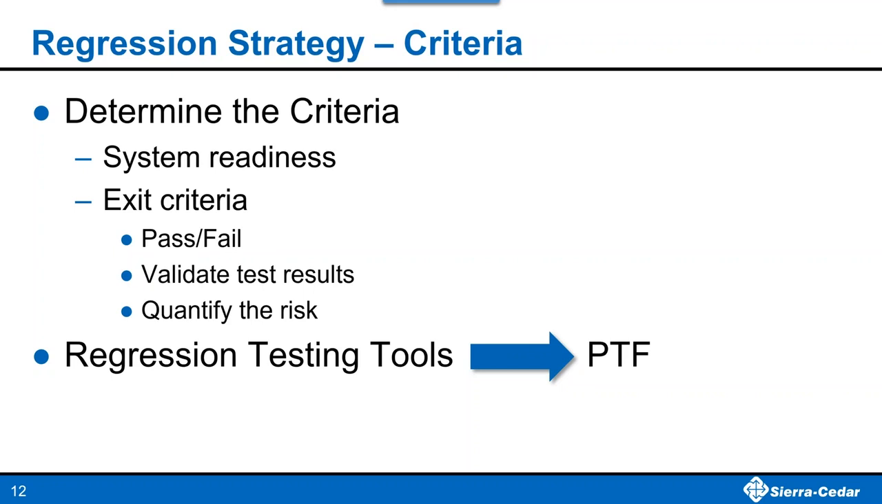And finally, it gives us the ability to quantify the risk. And everything is a risk. Nothing is going to be 100%, but the more we can make it close to that, the less our risk. And to do that, we bring in PTF in our regression testing tools.